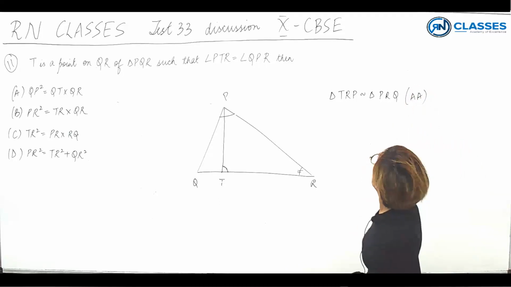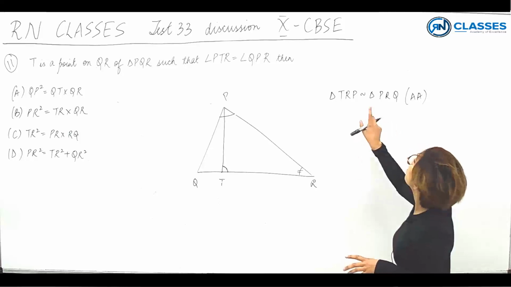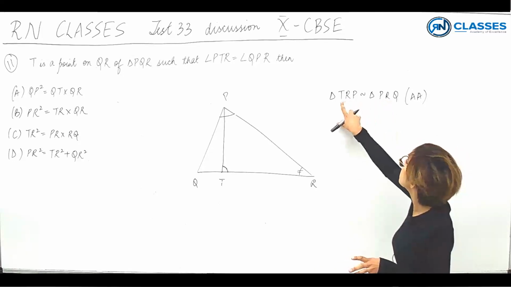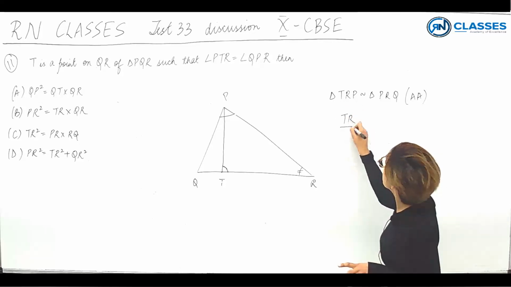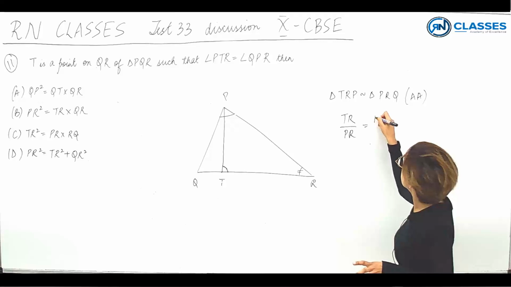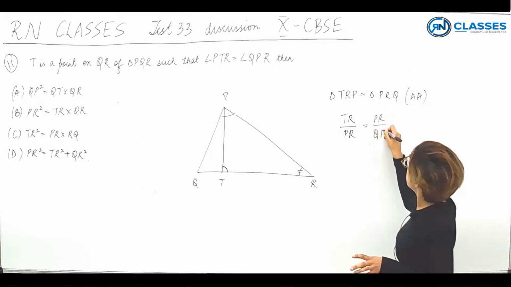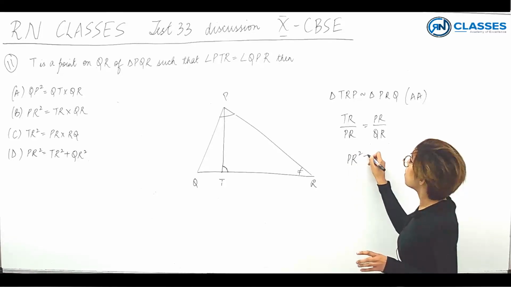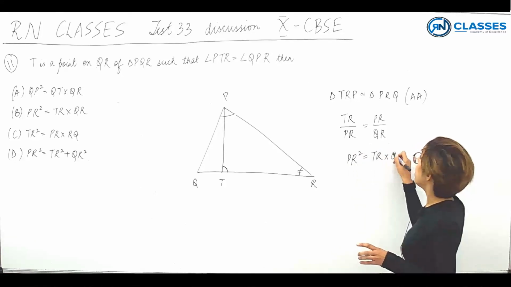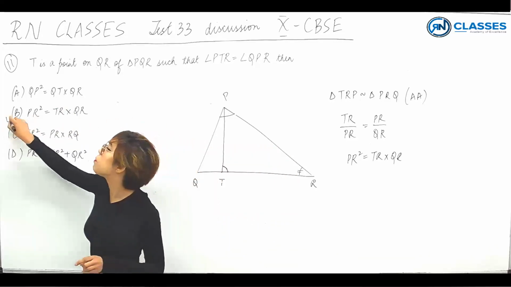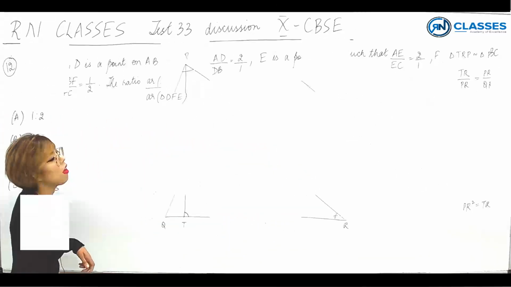Now check, अब कोई double आ रहा है. हाँ, as you can see PR, यहाँ पे PR. So what I do is PR बनाने के लिए सबसे पहले लिखती हूँ TR by PR is equal to PR by QR. Right? Cross multiply. So you'll get PR square equal to TR into QR. Let's check, PR square equal to TR into QR. That means option B is the correct one.